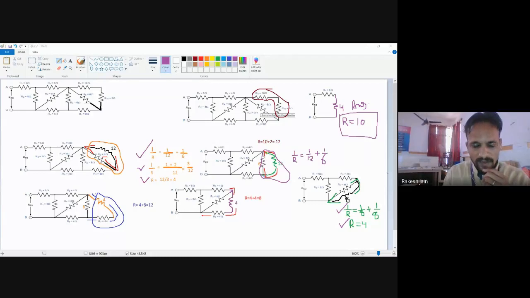So this is the way by which we can easily find the resistance in series and parallel. Okay, so I hope you understand this.